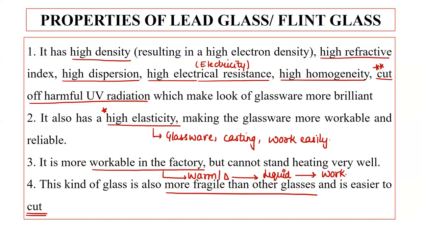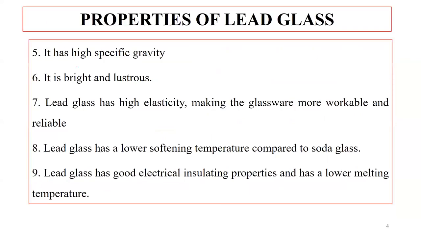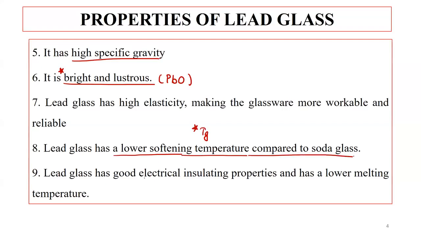A few more are on the next slide. It has high specific gravity. It is bright and lustrous, and as I told you, due to the presence of PbO it becomes lustrous and more bright. After that, it has a lower softening temperature, Tg, the glass transition temperature, as compared to other glasses. And it has good electrical insulating properties, which we discussed in the last slide also.